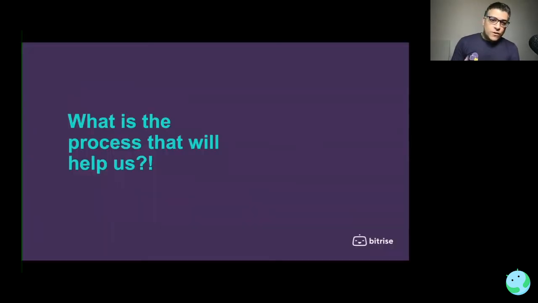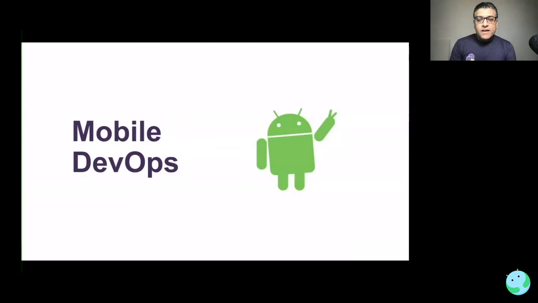So now we have listed our problems. We will start to talk about what is the process that will help us in this case. So we need to find a process to tackle all of these problems. So the solution is mobile DevOps, or development and operation. DevOps stands for development and operation. So we need to find a way to integrate and collaborate all of the team together under one plan to start working and deploying or releasing our applications in a simple way.